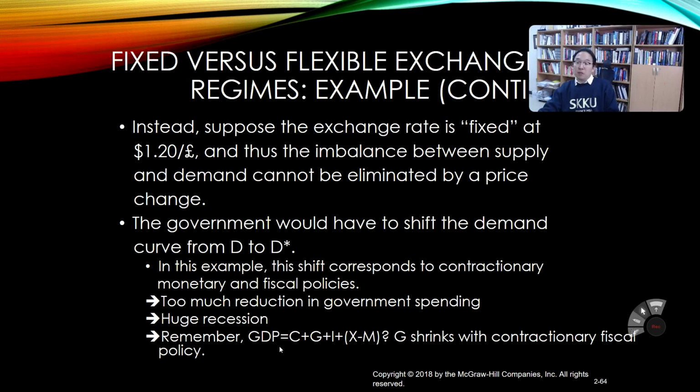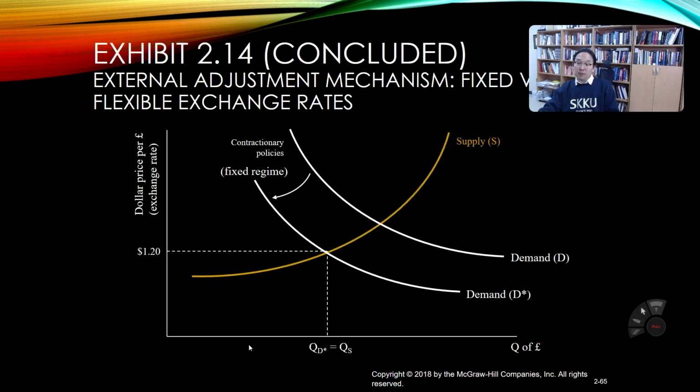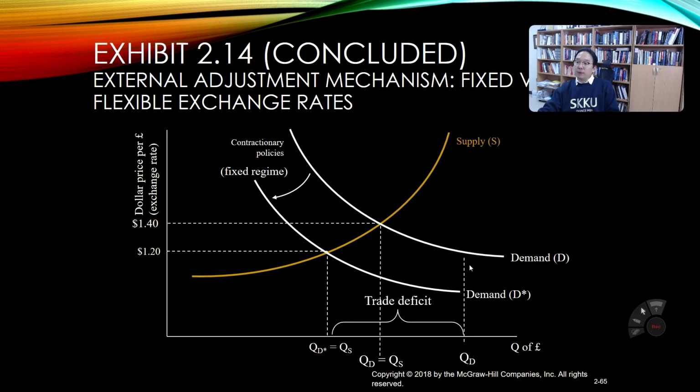Remember, GDP should be equal to consumption plus government spending plus investment plus exports minus imports. G shrinks with contractionary fiscal policy. So where should we go? From this demand curve to this demand curve, D star over here. Okay, so under a fixed exchange regime, instead of going here, you have to stay at $1.2 per pound. So that's why the demand curve has to shift down drastically, which may cause a huge recession. Okay, too much reduction of your GDP.